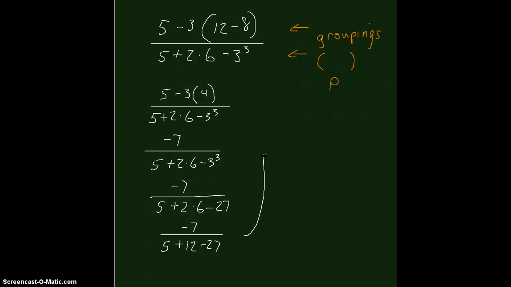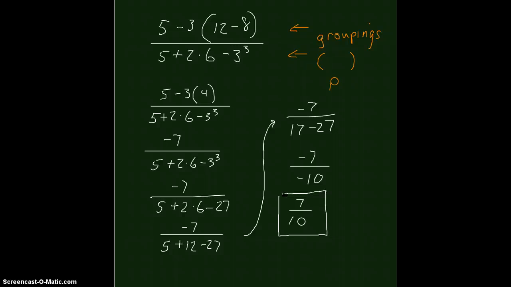Now I'm going to bring my work up here for a second. So this becomes minus 7. 5 plus 12 is 17, minus 27. So I get minus 7 over minus 10. But in division, if the signs are the same, I get a positive answer, so it's 7/10. All right, very good.